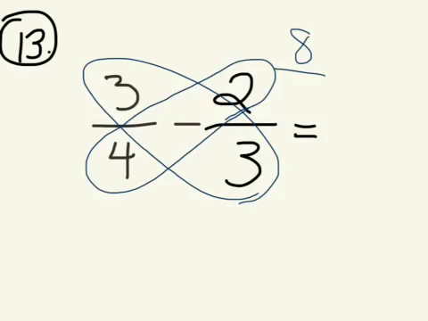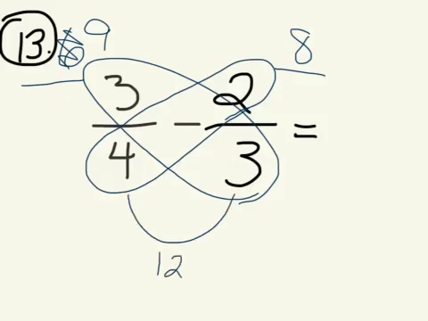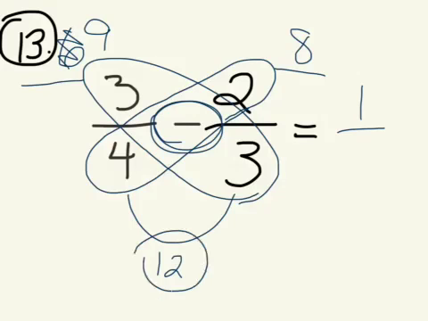3 times 3 gives me 9, I'm sorry, 9. And 4 times 3 is going to give me 12. So now it's a subtraction problem because we have a subtraction symbol here in the middle. So 9 take away 8 gives me 1. My denominator slides over. We end up with 1/12.